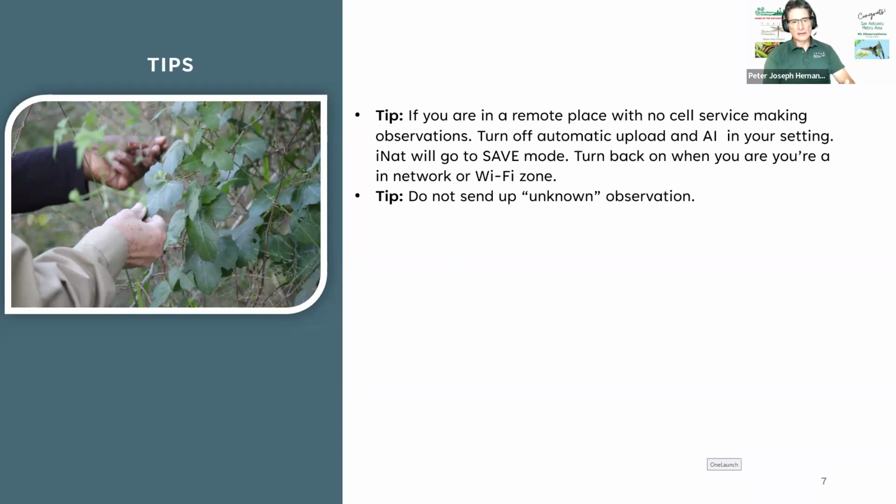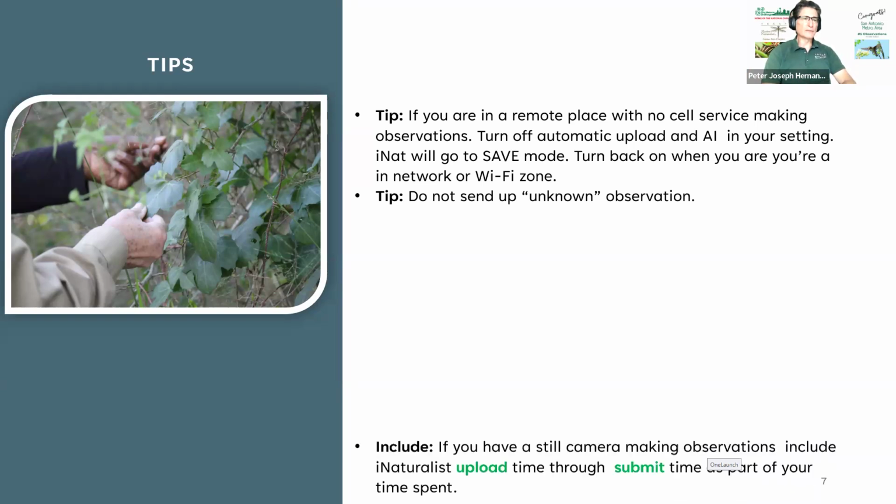But hopefully, when we're in a good network, we go back to our save mode observations and tag them again, go in there and edit and do the AI or type in what the observation is if you know. So don't send up unknowns because it does put it in another bucket, which doesn't get identified. Put it into a kingdom like the plant kingdom or animal kingdom, which is at least better than leaving it unknown.